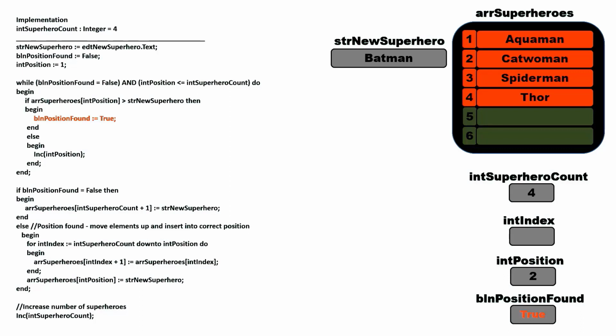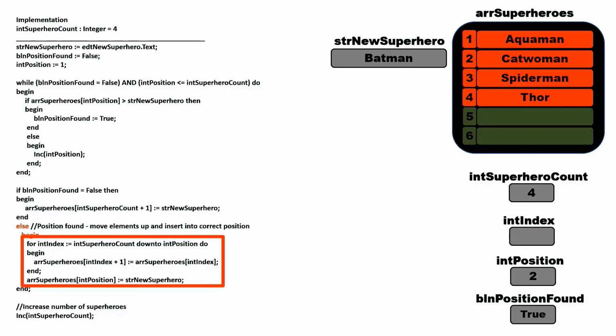Let's follow the process. The if statement ends, and because the Boolean changed to true, the while loop ends. So this condition changed. Then another if statement checks if the Boolean is false. At the moment it is true, so the compiler branches out to the else statement. The code in the else branch executes if a position was found for the new superhero. In this case it is Batman.